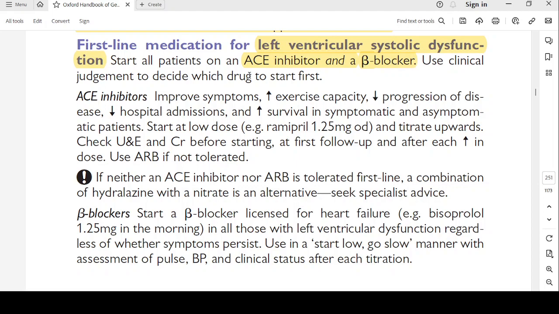Use clinical judgment to decide which drug to start first. So you can start these two drugs. Either ACE inhibitors you can start first or a beta blocker you can start first, and then add the second one. It's not that you have to choose among these. Start any one first and add the second one.